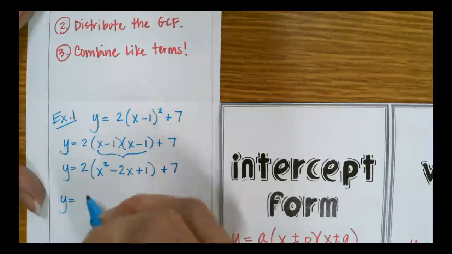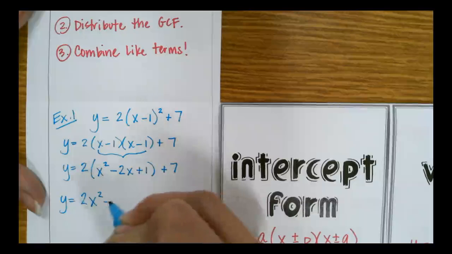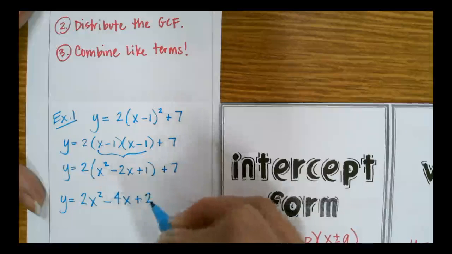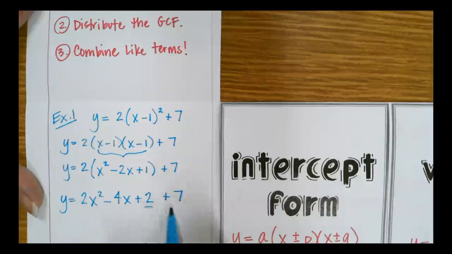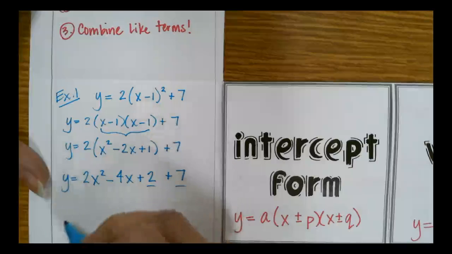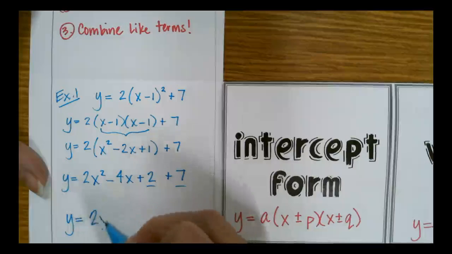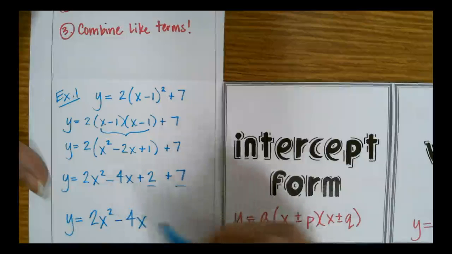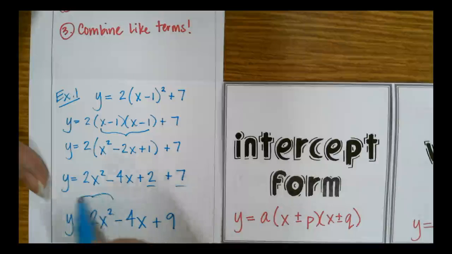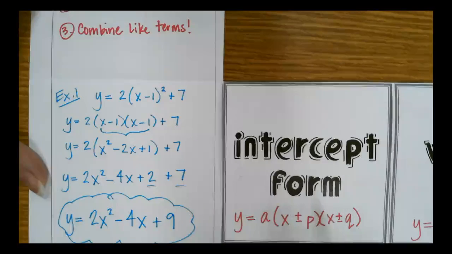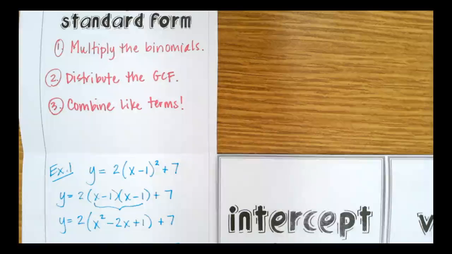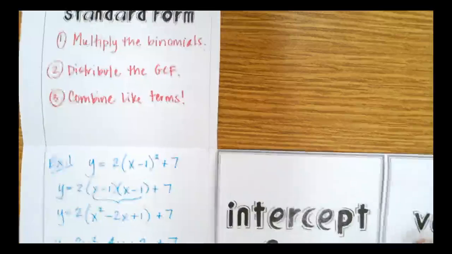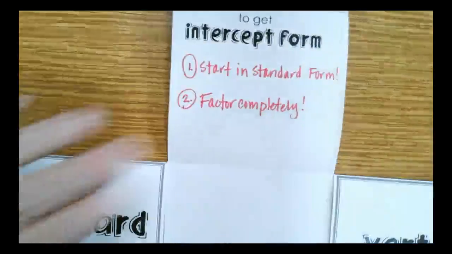All right, step 2, distribute the GCF. So that means we have 2x squared minus 4x plus 2 plus 7. And then the third step is to combine like terms, which is right here. So we get y equals 2x squared minus 4x plus 9. And that is in standard form. So we multiplied the binomials, we distributed the GCF, combined like terms. All right, next up, intercept form.